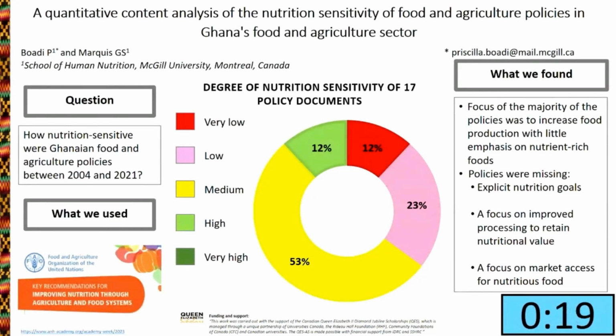Our work provides an understanding of Ghana's nutrition-sensitive agriculture commitments at the national level, and I invite you to join us at the poster viewing session to learn more.